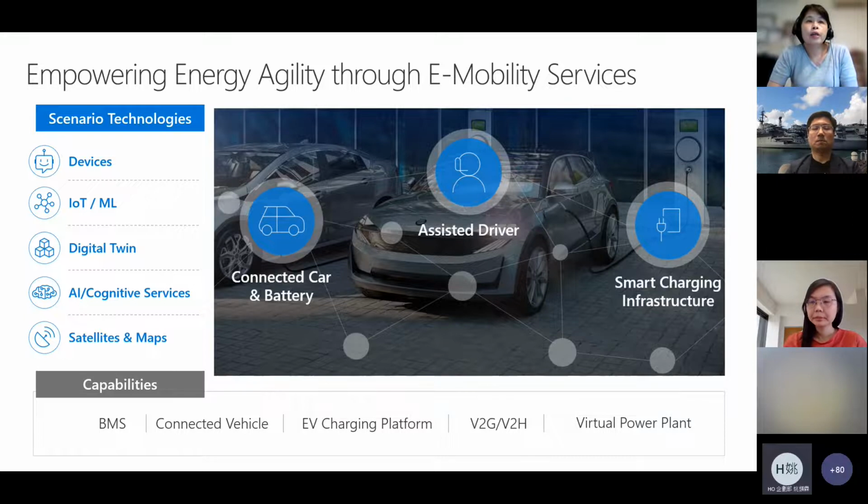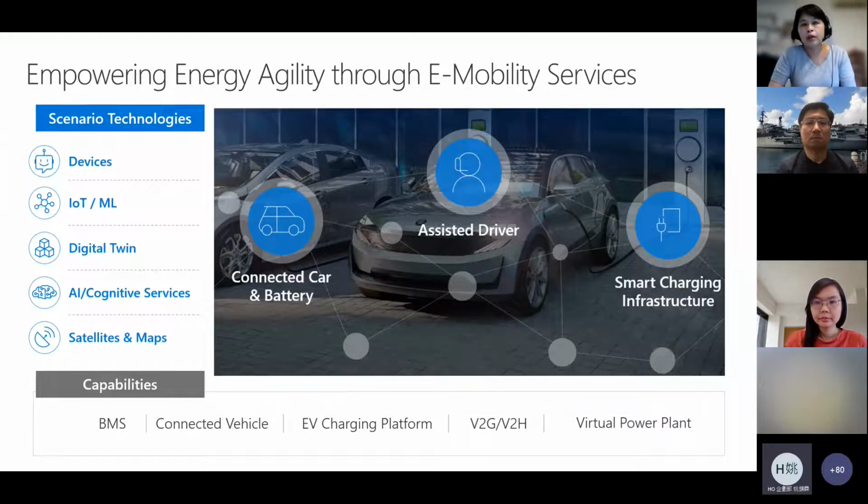So when we look at the energy agility, we're taking three persona points of view. First of all, of course, the car itself and the battery itself. What the whole industry is looking at, especially the car manufacturers, is having better control of the battery pack and increasing its performance. But a lot of car manufacturers are also looking at how to build the modernization of the battery. So that's the first persona.